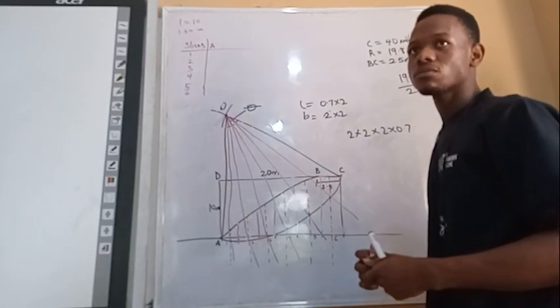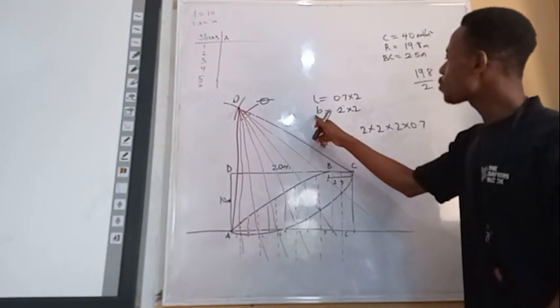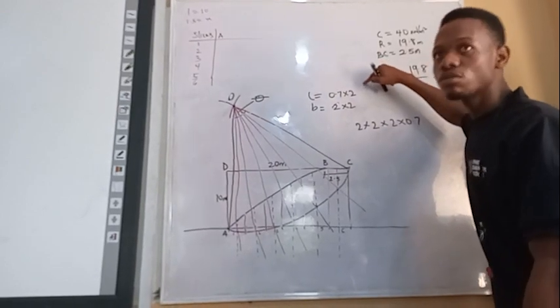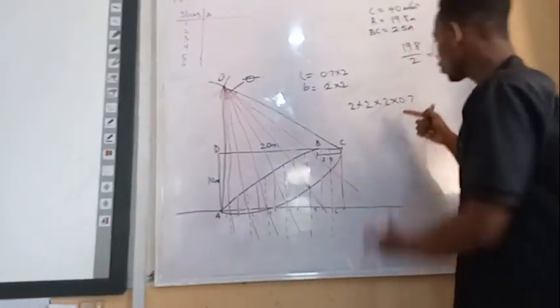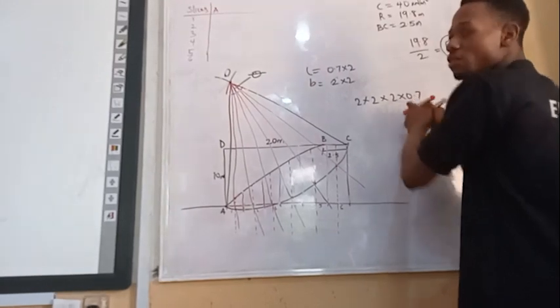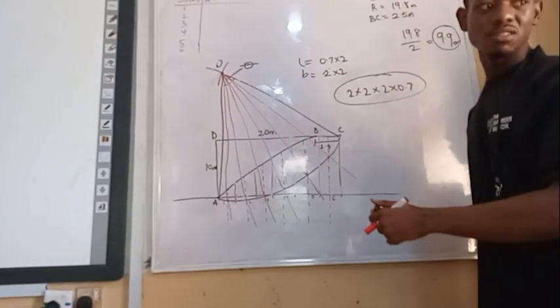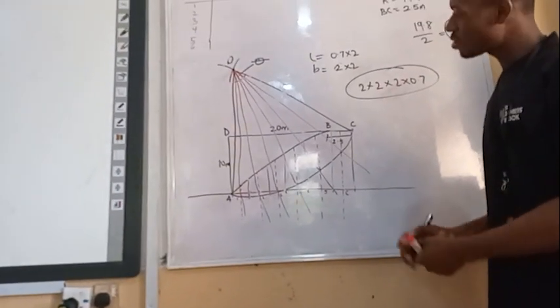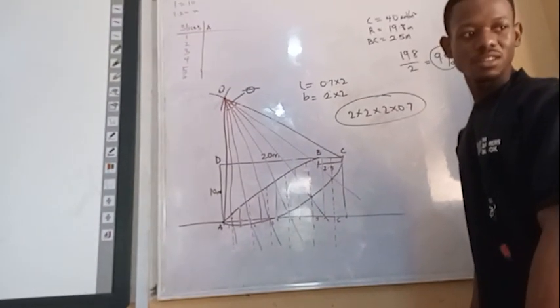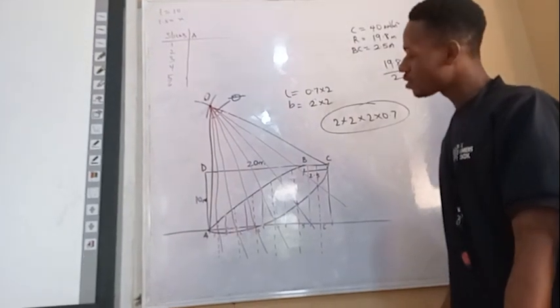Length times breadth. That's 0.7 times 2, times 2 times 2. The base is one, and not two. Yes, it's two. I divided it to two.